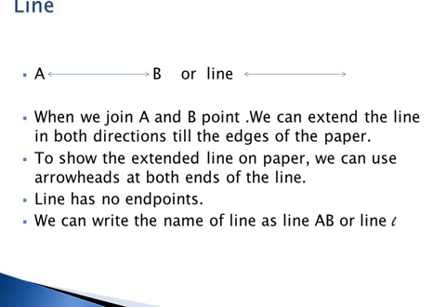Similarly, when we join A and B points, we can extend the line in both directions till the edges of the paper. To show the extended line on paper, we can use arrowheads at both ends of the line. A line has no endpoints. We can write the name of the line as line AB or only line L.